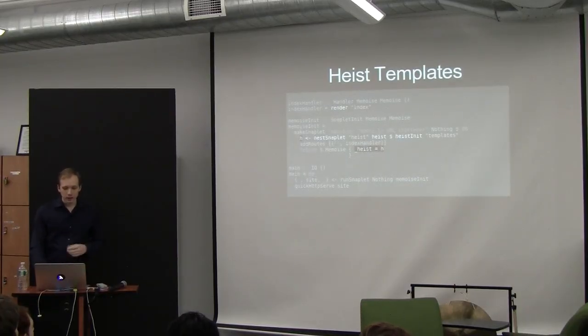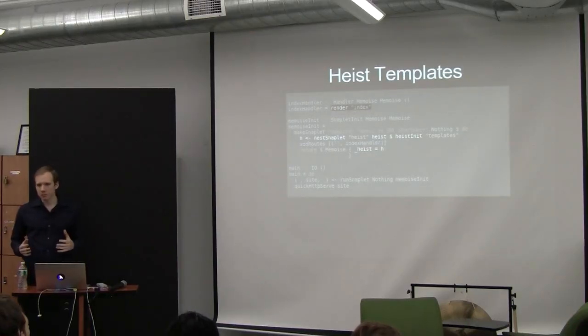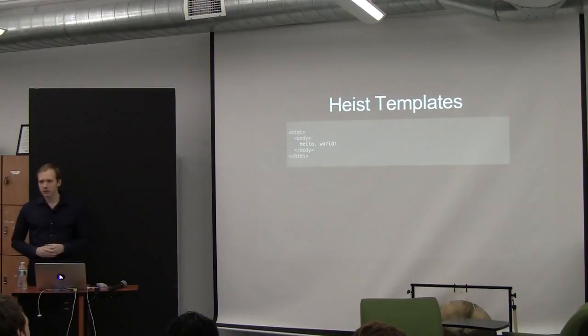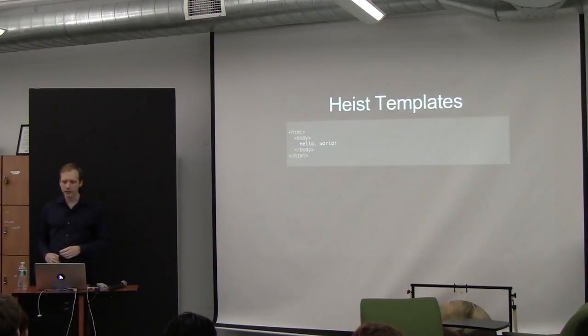All right, now what that enables us to do in our index handler is, instead of just writing some static text out to the web browser, now we can render a template. So we created a template called index. This is what it looks like. And when we call render index, it'll spit that out to the browser. This is very simple. This isn't showing off any of the power of Heist yet. But this is just taking a raw HTML document and spitting it out to the browser.